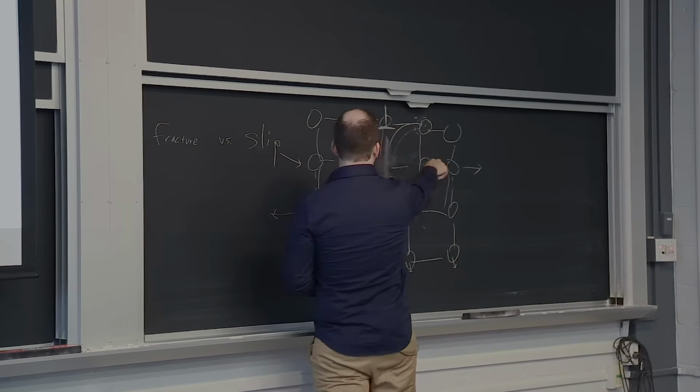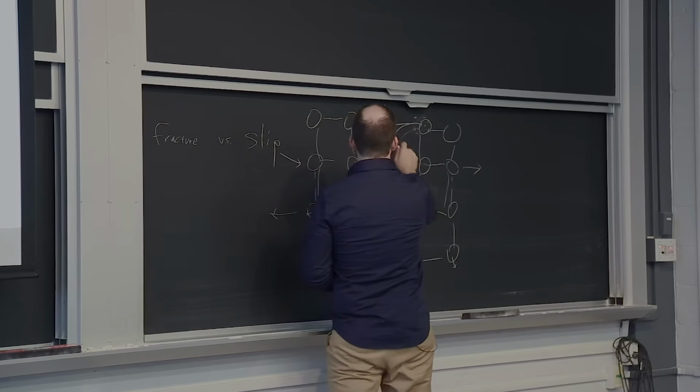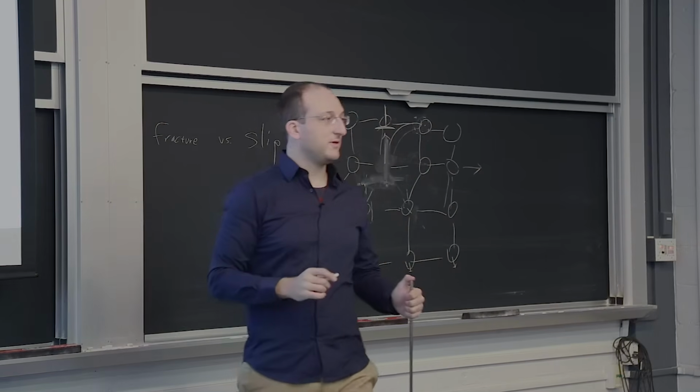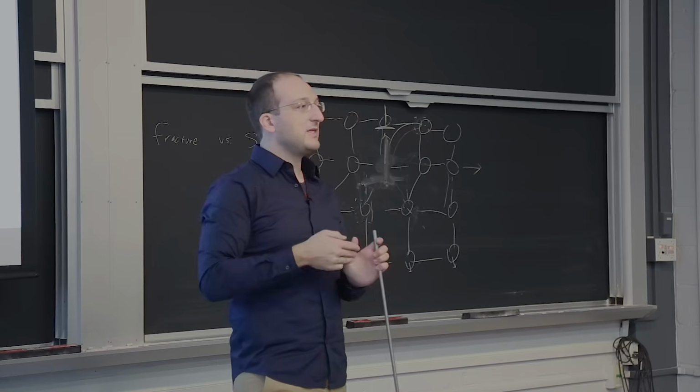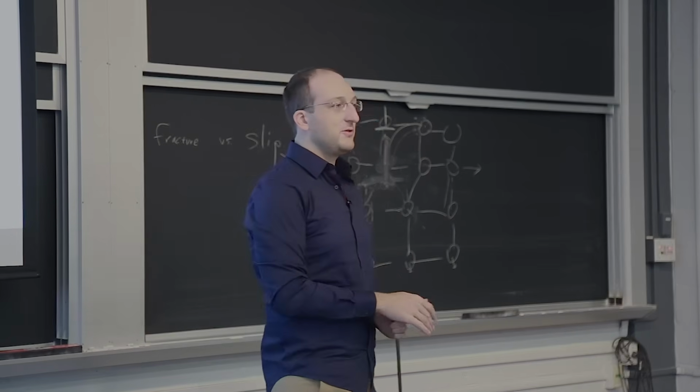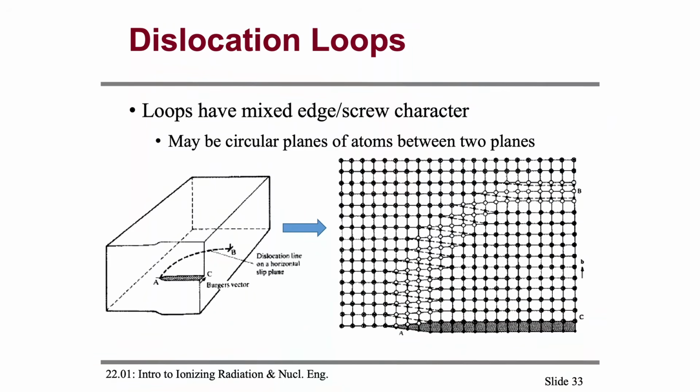Instead of moving in the slip direction, you've now moved it in the perpendicular direction. This is usually not possible without things like radiation damage or very high temperature. And then to make things even crazier, you can also have what's called loops of dislocation, some videos of which I'll actually get to show you.